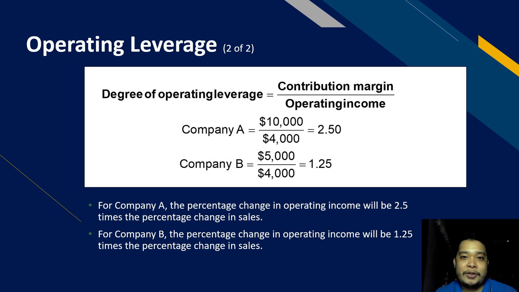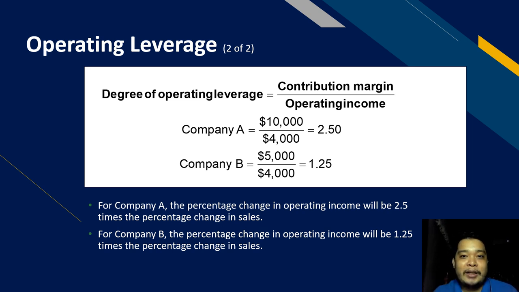Okay, why? Because a 1% increase in sales, the bottom line impact is 2.5 times, 2.5%. No, so kumbaga may reward. No, the problem is before you go to the profit zone of the CVP graph, you have to hurdle a lot of fixed costs. That's why the operations is a little bit more risky. Okay. On the other hand, company B is more variable costs.